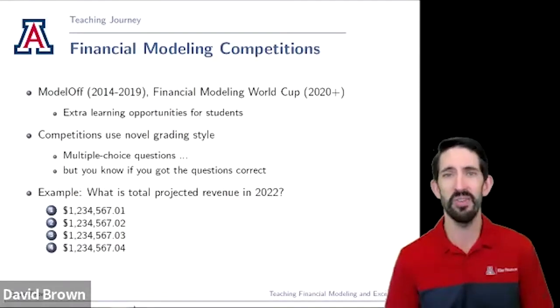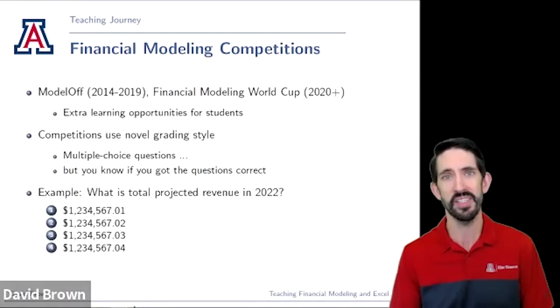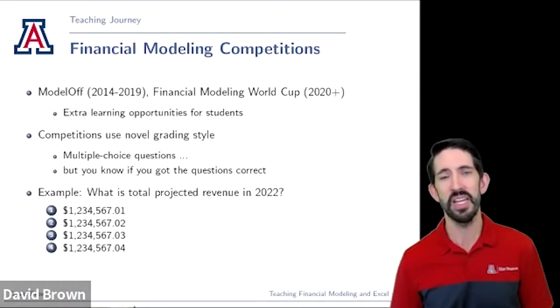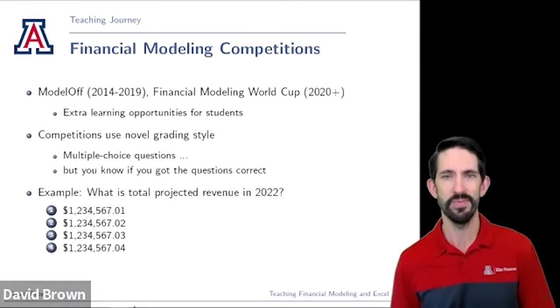So you can really tell instantly, hey, I got the answer right. In my case, I know it's the one with 3 cents at the end, not 1 or 2 or 4. So I know I have the answer right. And now I can move on to the next part of the model.